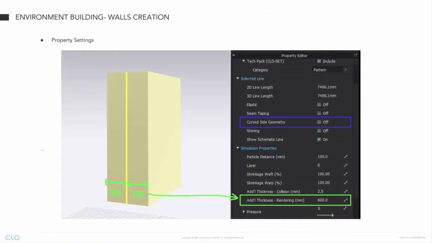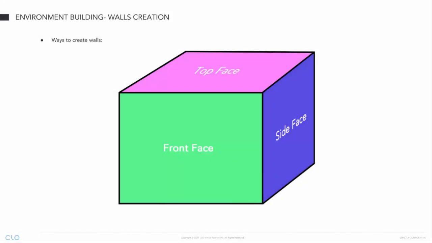We're going to build walls by pattern and then use the add thickness rendering to express the thickness. There are different ways to create walls, and we have to consider which face we're going to add thickness on. For example, for front face, we're adding thickness on the front and the back, and for side face it is the left and right.